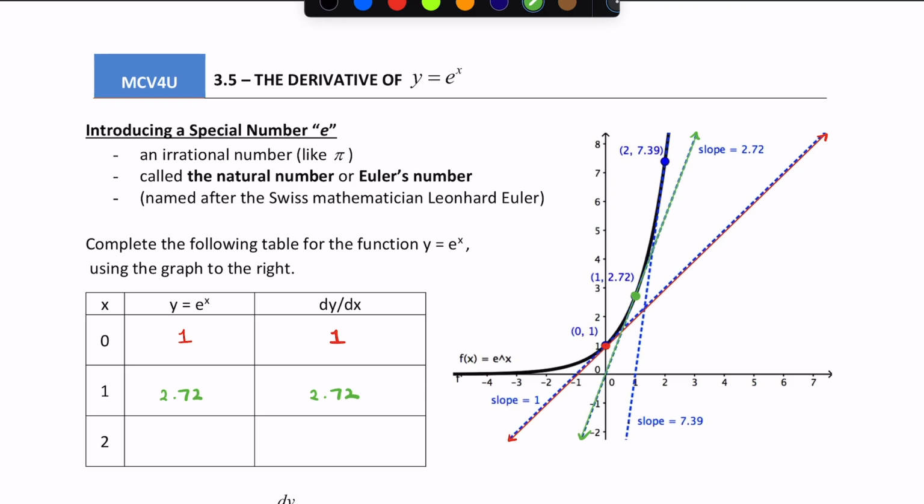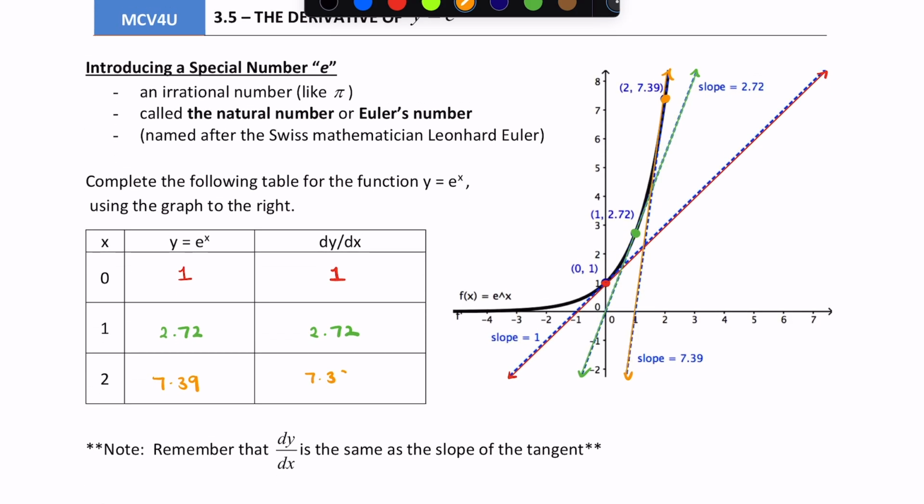And the third thing here is if we look at this third line, this will be at 2. So at 2, we see that would give us a value of 7.39. What we notice is if we draw the slope of the tangent line, again, it would also give us the same value of 7.39. So again, remember that dy over dx here is the same as the slope of the tangent.